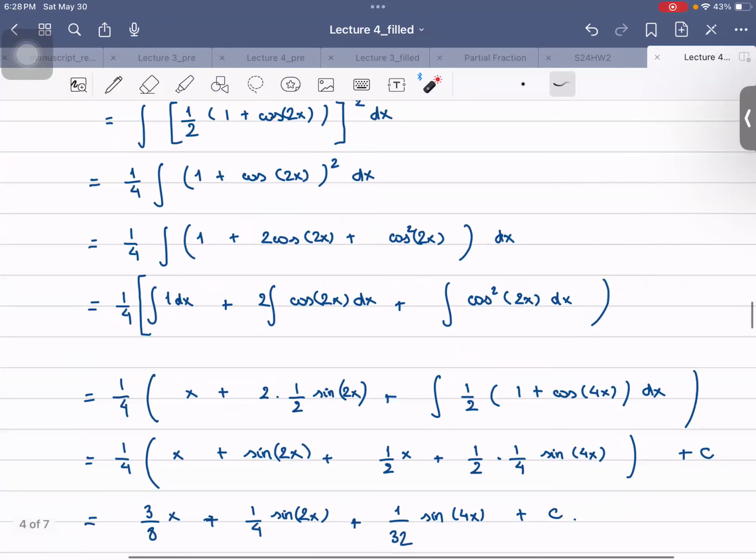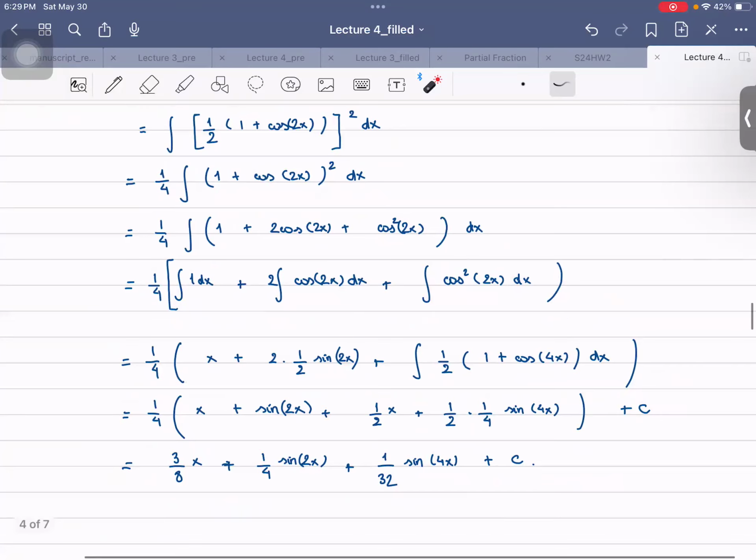Over here, you have the integral of a sum, so it just turns into a sum of integrals. This is the property that you learned in Calc 1. So I have the integral of 1, the integral of cosine of 2x, and the integral of cosine squared of 2x.